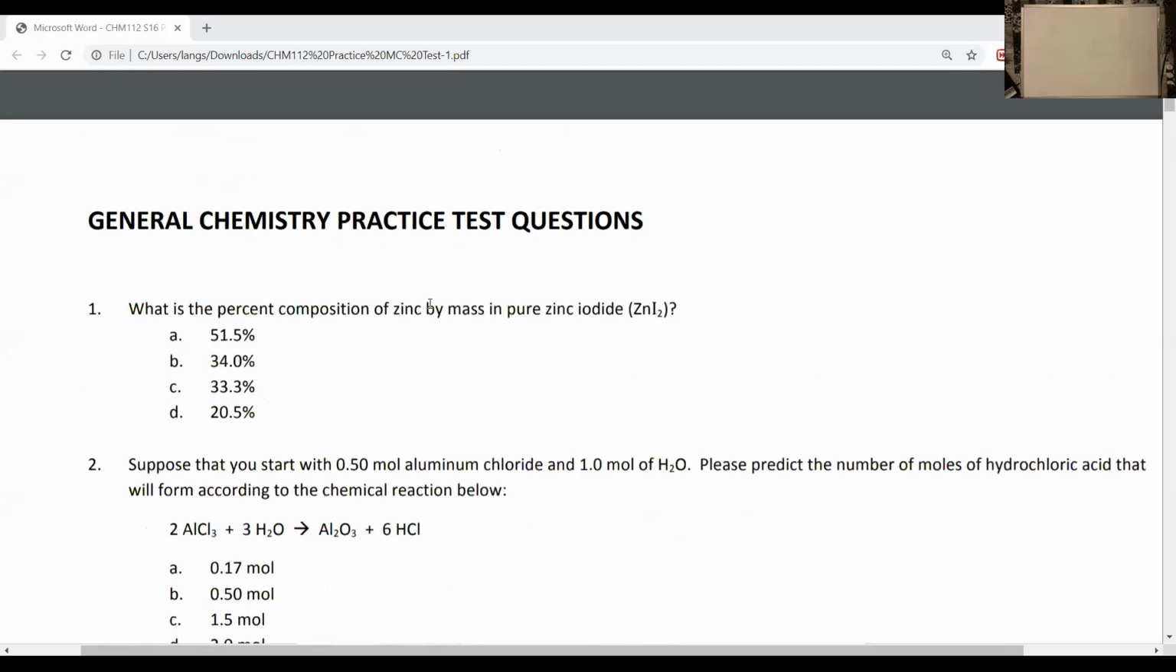This first one's about percent composition, right? That's a thing from the first semester. I guess I should have. Oh well, rip. That's fine. So we'll talk about this because it might have been a while. Maybe you're already doing it, but let's see. So ZnI2. I want the percent composition of zinc.